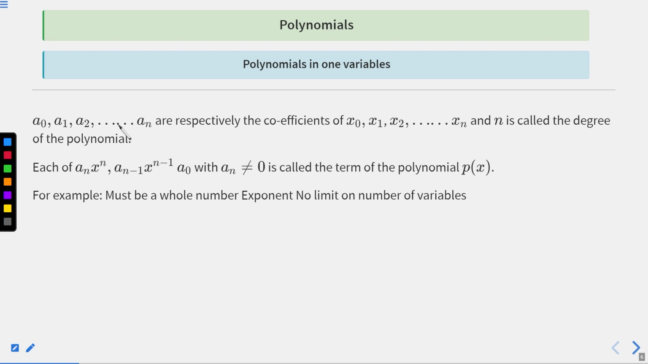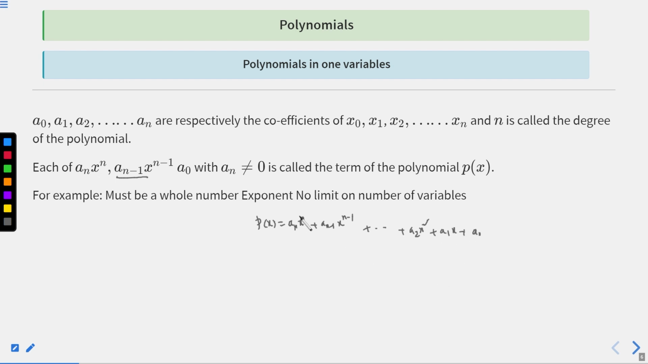Each of an x to the power n, an minus 1 x to the power n minus 1, with an not equal to 0, is called a term of the polynomial p of x. So if we have the polynomial p of x equal to an x to the power n plus an minus 1 x to the power n minus 1 plus dot dot dot plus a2 x square plus a1 x plus a naught.